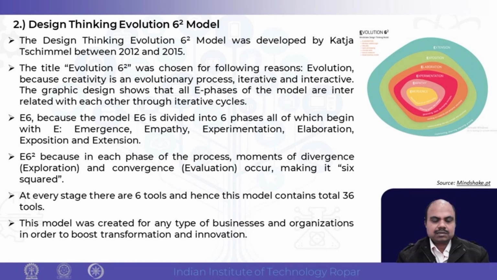And these are the phases because the different phases of the process have moments of divergence, exploration, and convergence. So converge and diverge, converge and diverge. So 6 squared model, this is what the inventor has named it. At each stage there are 6 tools, and hence the model is called 6 squared. There are 36 tools in this model. The model was created for any type of business or organization to boost transformation and innovation.